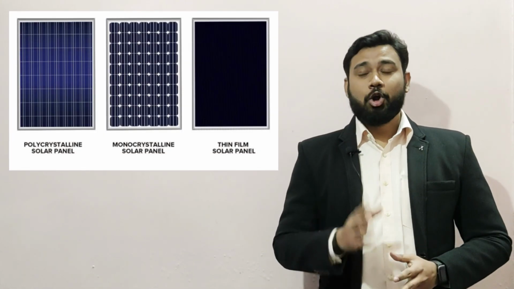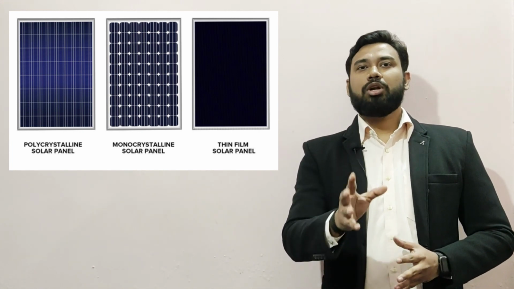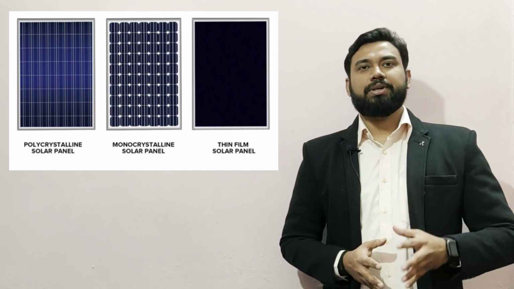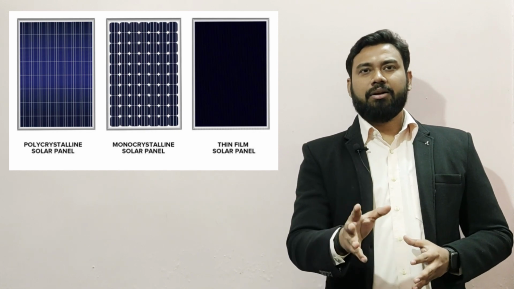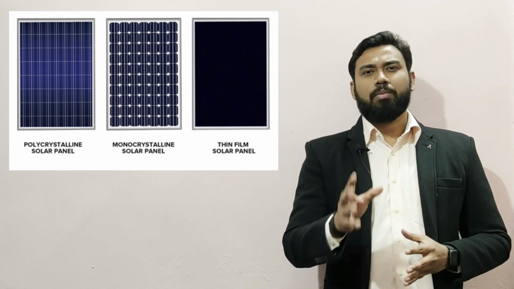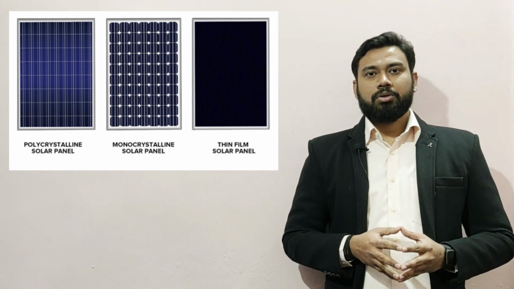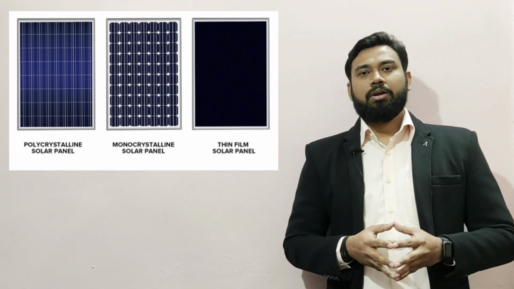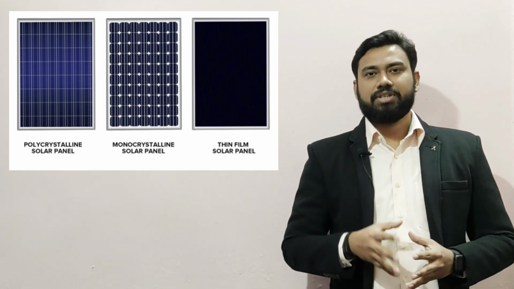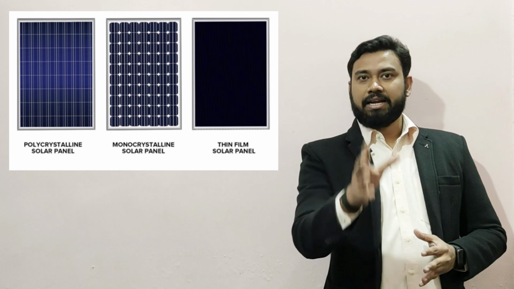Now let's look at the common types of solar panels available in the market. First is the polycrystalline solar panel. They are actually multicrystalline and generally require more space. They are less efficient and cheaper compared to monocrystalline cells. Currently it is the most commonly used solar installation technology across the world. Second is the monocrystalline solar panel. They are made up of a single silicon crystal and have a higher efficiency than polycrystalline cells. They require less area but are slightly more expensive.